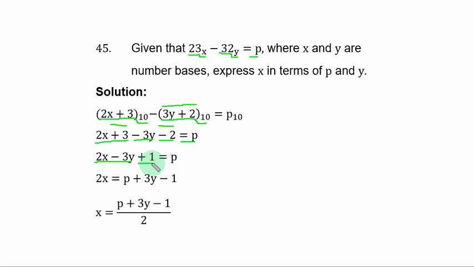We first get the result in terms of 2s by transferring minus 3y plus 1 to the right hand side. So 2s is equal to p plus 3y minus 1. To get s, divide both sides by 2. So s is equal to p plus 3y minus 1, divided by 2. That is the value of s in terms of p and y as the question required.